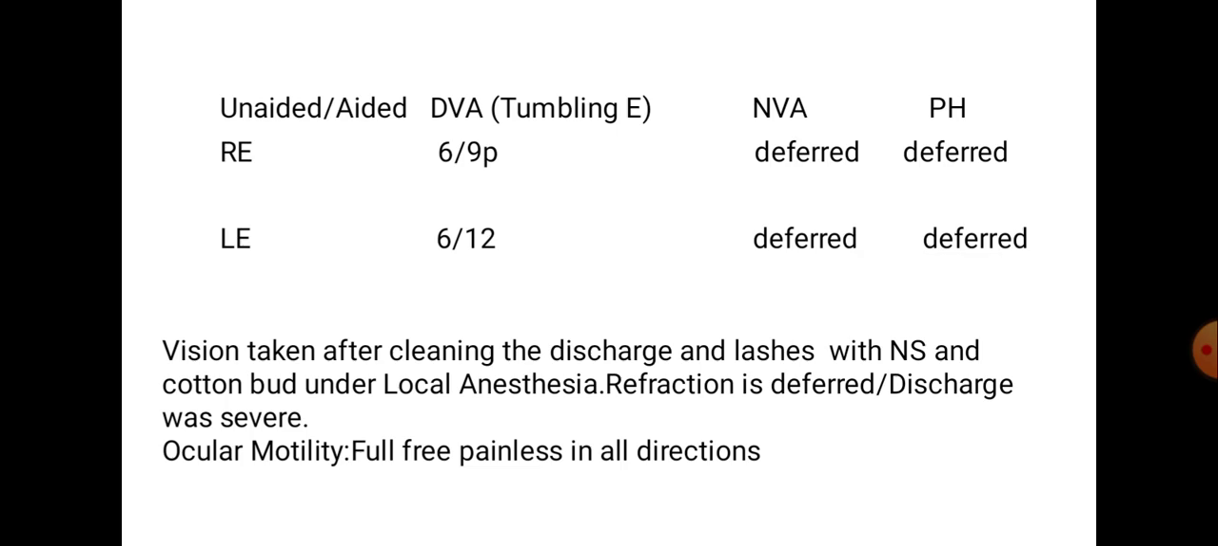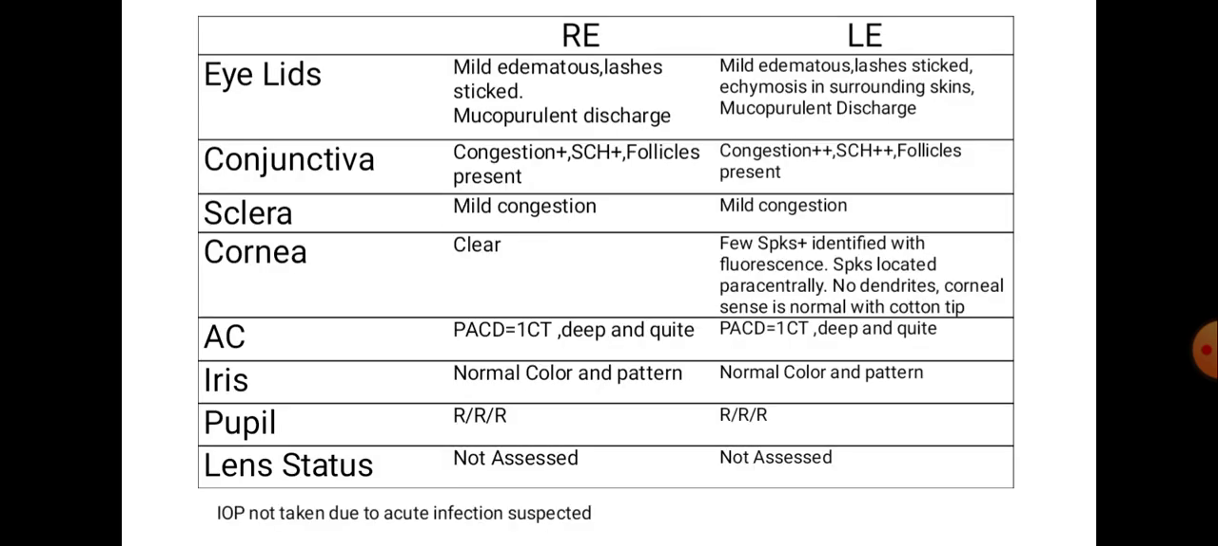Now comes ocular motility, which is full and painless in all directions. Okay, so next we take the slit lamp findings of the patient. We see that all the slit lamp findings are written here, so I will not explain the details. You may see in these cases that the right and left eye are a little different. In the left eye, in the cornea, there are a few SPKs identified with fluorescein patterns. SPKs are located paracentrally, not centrally. We see that no dendrites are present, and corneal sense is normal with cotton applicators.